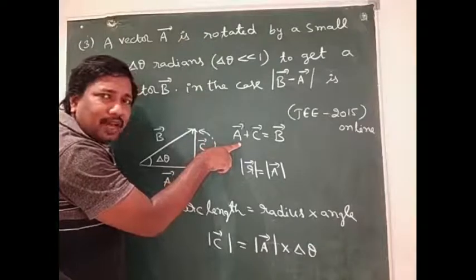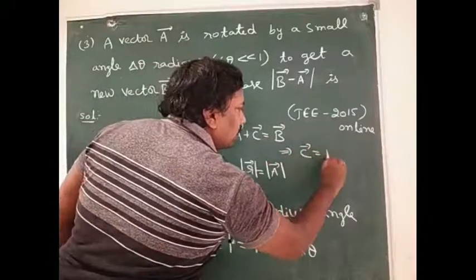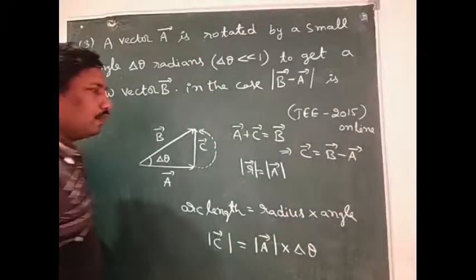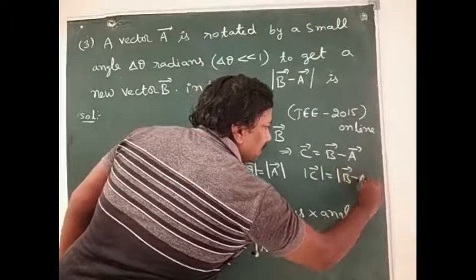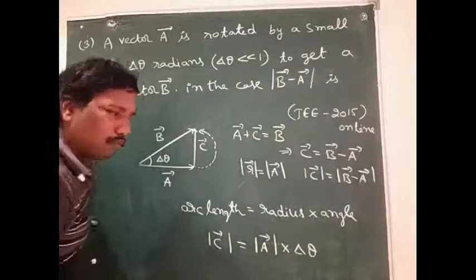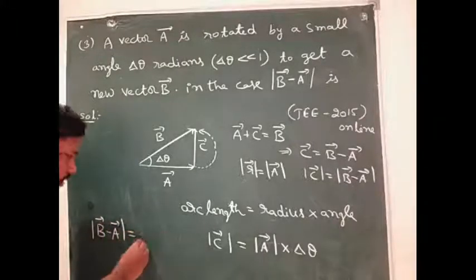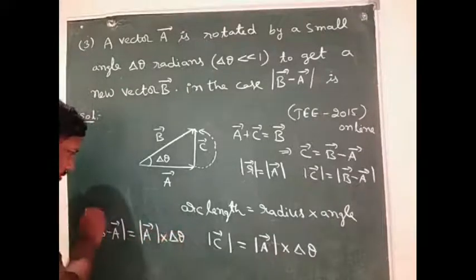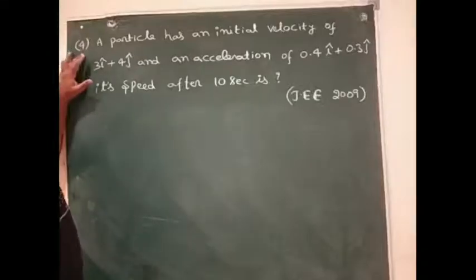In the above problem, a bar plus c bar equal to b bar. Therefore c bar equal to b bar minus a bar. So the modulus of c bar equal to modulus of b bar minus a bar. Therefore modulus of b bar minus a bar is equal to modulus of a bar into delta theta. So this is the answer. Next, problem number 4.